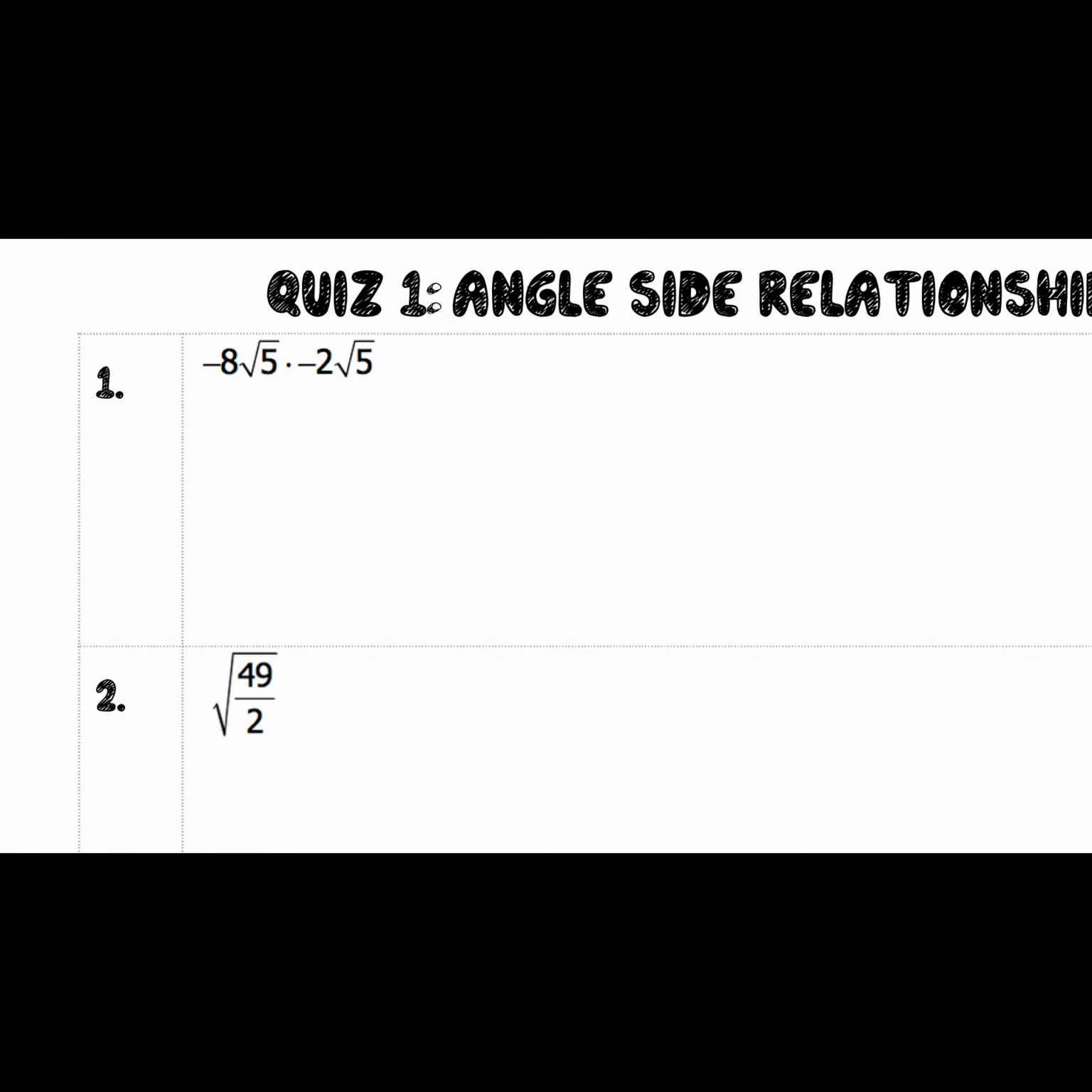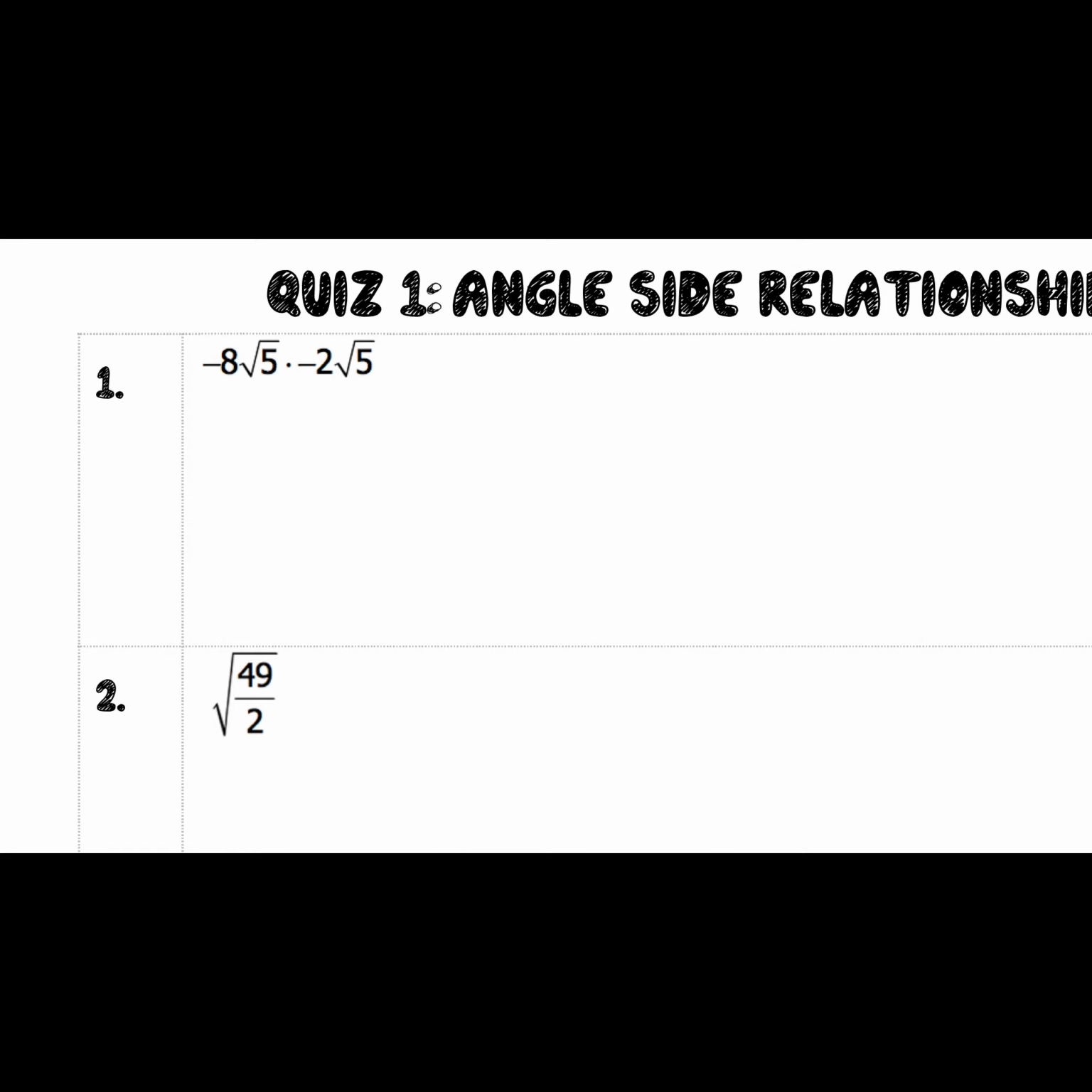Hey students, so this is your quiz correction, so I'm going to go ahead and go through every problem step by step, show you how it was supposed to be done. You need to write this on your paper, only do the problems you need.